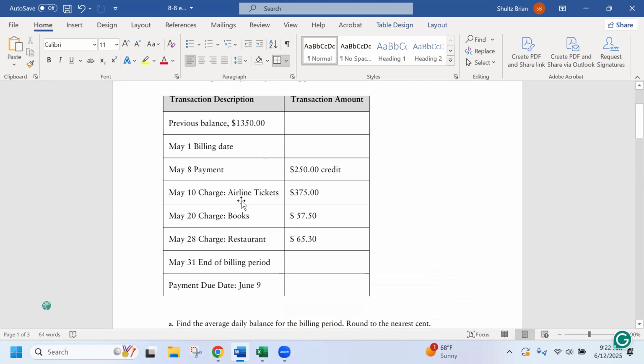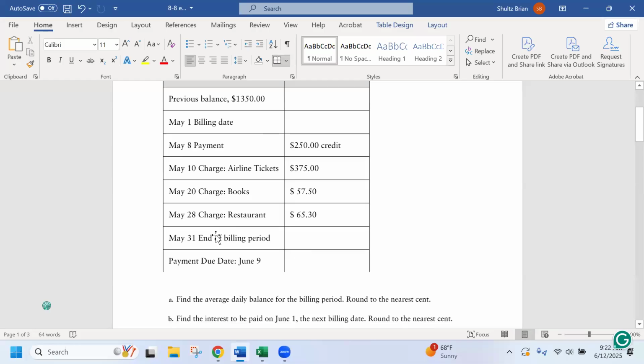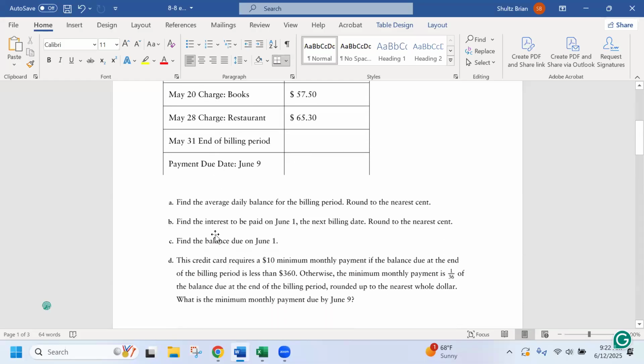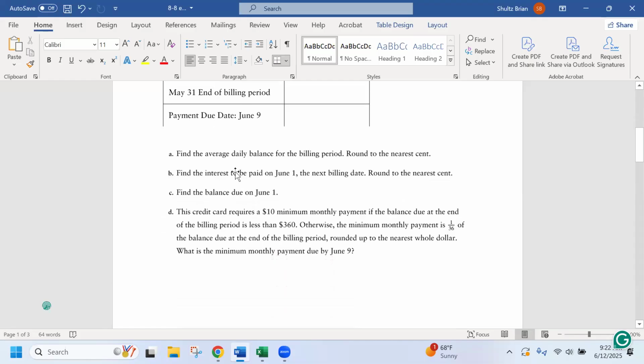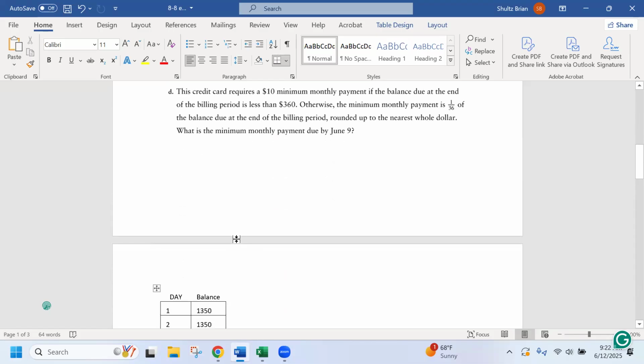May 8th, they made a payment of $250, so they had a $250 credit on their account. On May 10th, they charged airline tickets for $375. On May 20th, they charged books for $57.50. And on May 28th, they charged a restaurant $65.30. So what we're tasked with doing here is finding the average daily balance for the billing period, finding the interest to be paid on June 1st for the next billing date, finding the balance due on June 1st, and then finding the minimum monthly payment for this credit card.